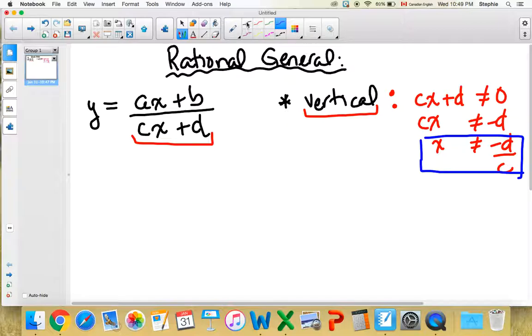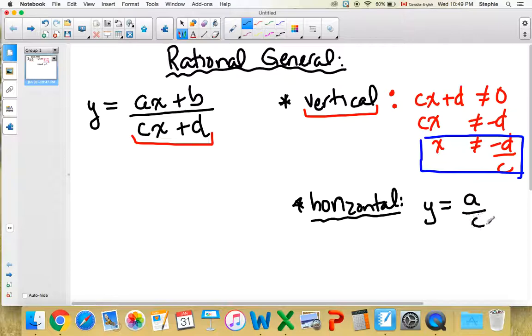Now the horizontal asymptote is going to be, on the standard, the k. But in this one, it's going to be y is equal to a over c. So y is equal to a over c. So let's just see what that looks like.